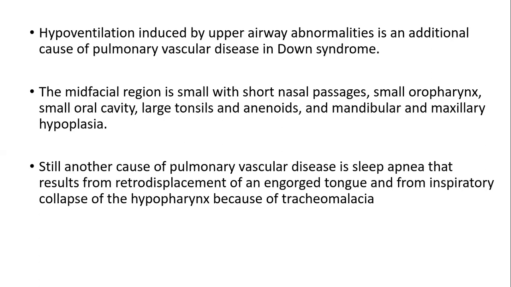And fourth is because of the underlying congenital heart disease, because invariably they are having a large VSD. So then it is more likely. That is why these are the 4 reasons of pulmonary artery hypertension in Downs.